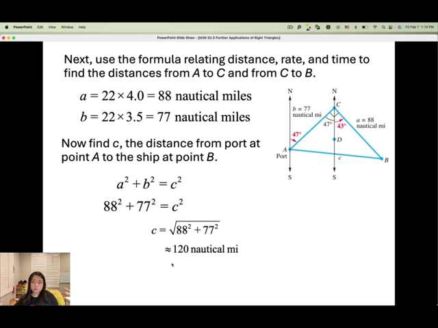They just rounded up to 120. Okay, and my answer is going to be 117. Okay.